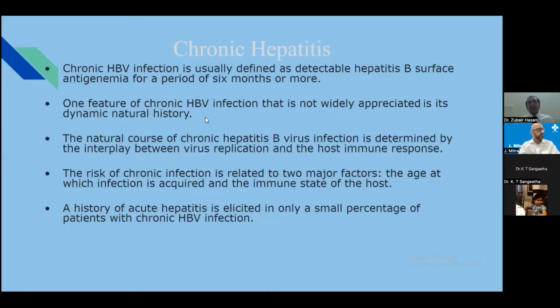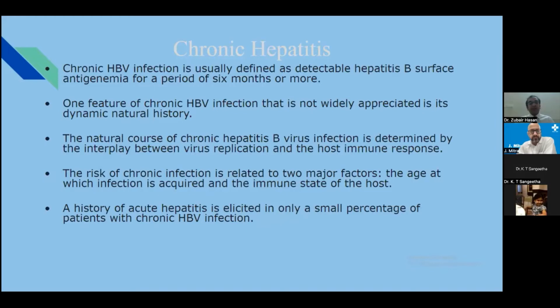So chronic hepatitis is when, as I told you, the viremia or the HBsAg antigen is detectable for a period of 6 months or more. And one feature that is widely not appreciated, which I have highlighted in bits and pieces, is the dynamic natural history. It can go from an active phase to a quiescent phase and again become active, right? And what determines it? The viral replication and the host immune response.